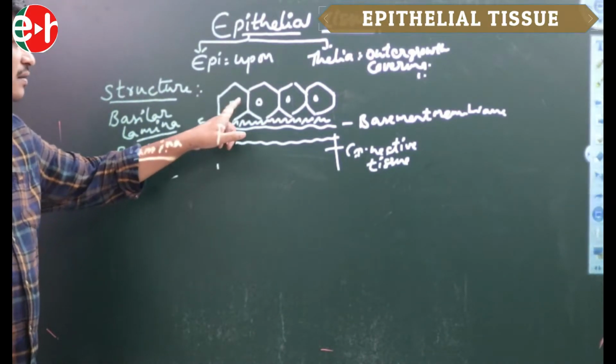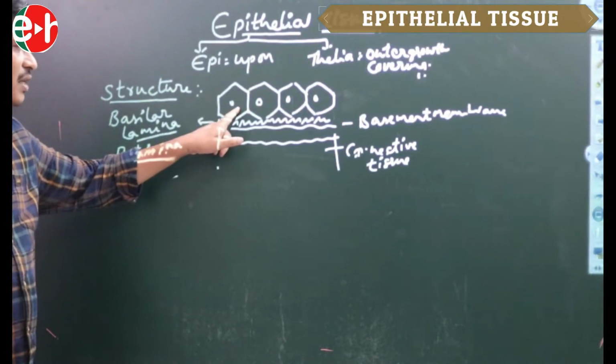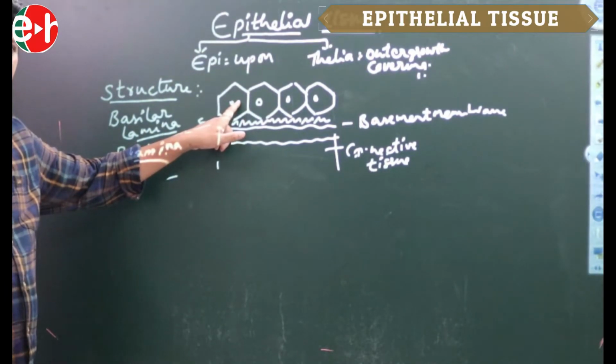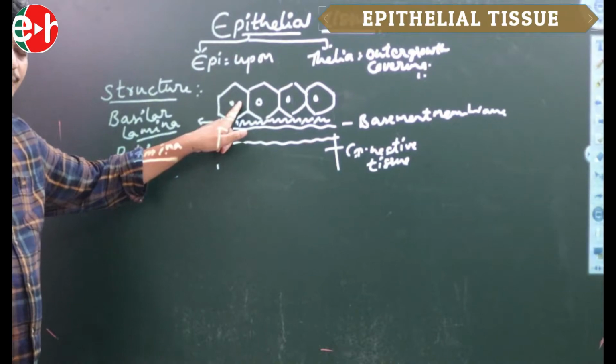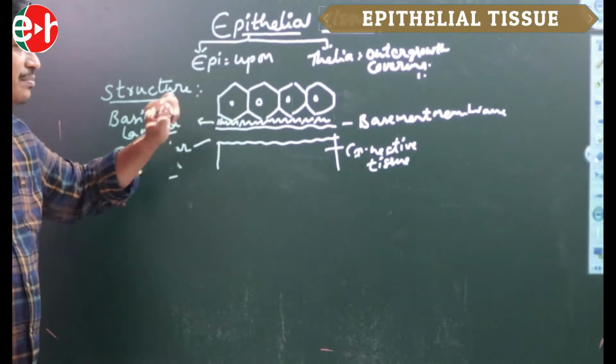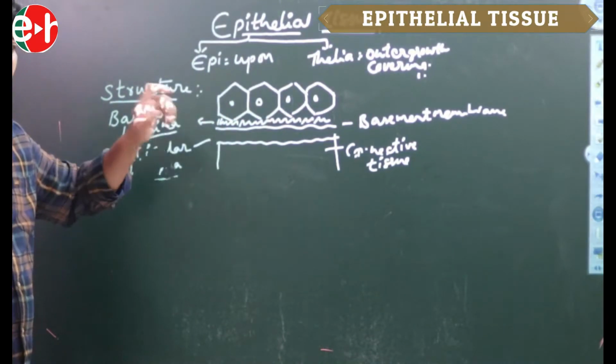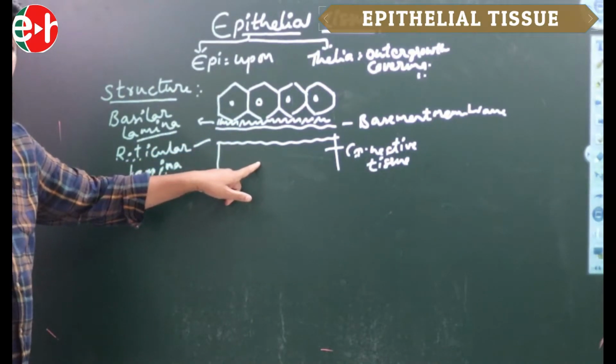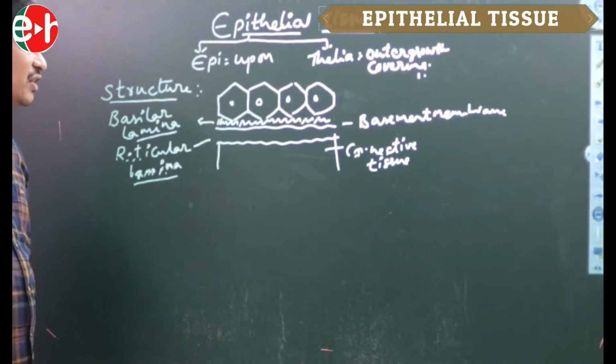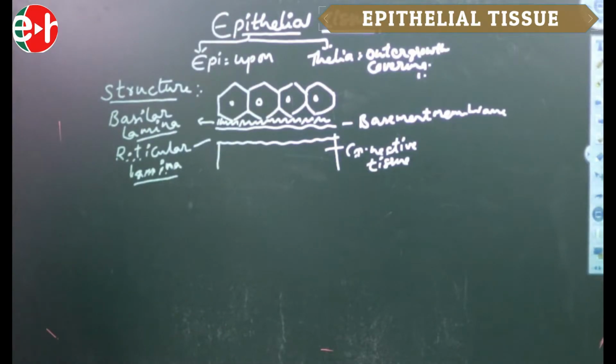See here, this is the basement membrane, with the epithelial cells, or the cells of the epithelium. These cells are supported by the basement membrane. Here, this part connects to the connective tissue. This is the structure of the epithelial tissue.